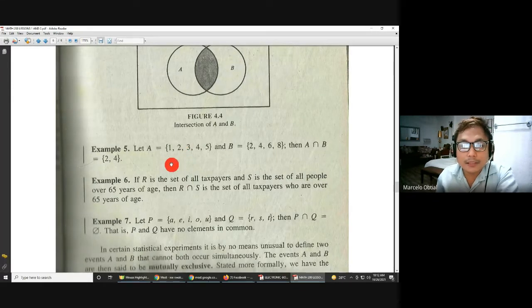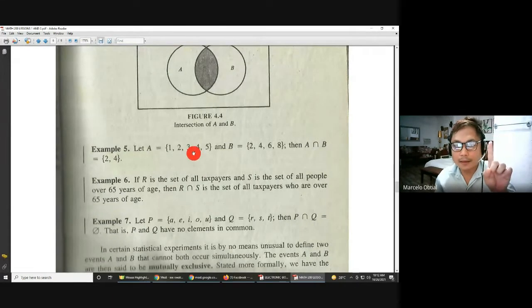Isa-isahin natin. Meron ba silang 1 pareho? Wala. Meron ba silang 2 pareho? Yes, that's 1 element. Meron ba silang parehong 3? Wala. 4, meron. Dalawa na yung elements ng pareho. Then 5, wala. So dalawa lang yung answer natin, 2 at saka 4. Ganun lang kadali, class, if we're talking about intersection, the inverted U.